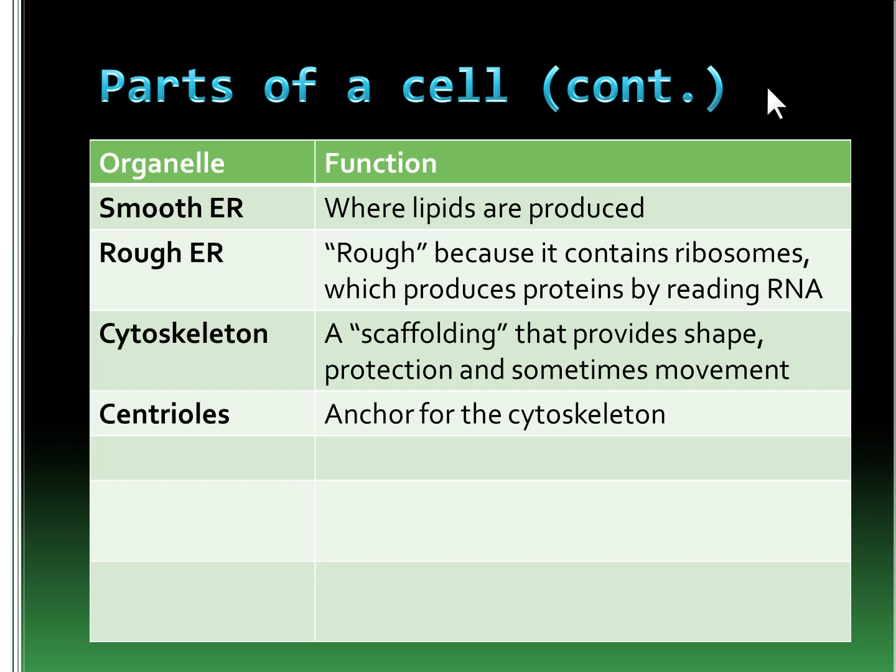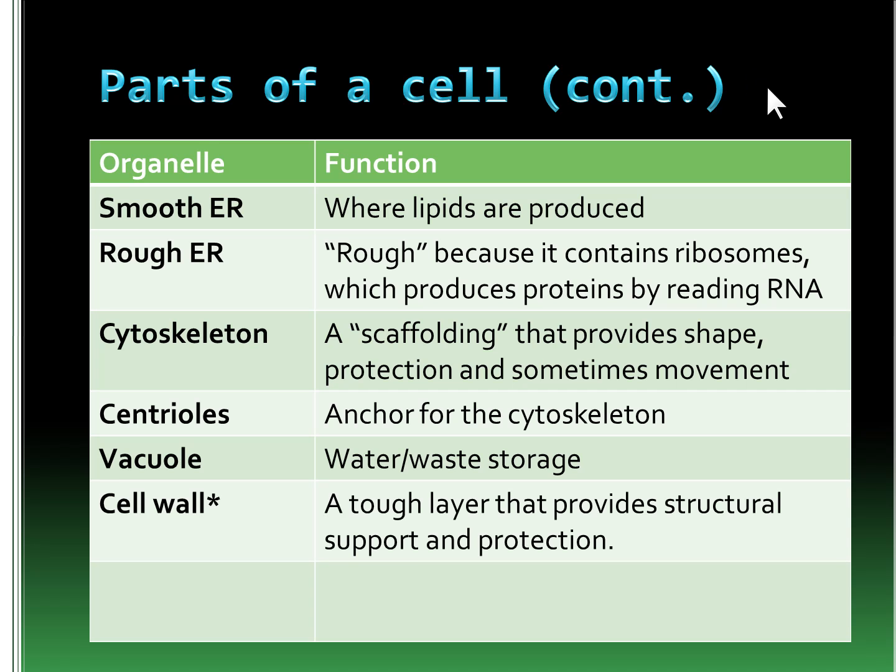The centriole also plays a pretty crucial role in cell division. Again, we'll look at that in a few weeks. Then you have vacuoles. Like I said before, they are little storage vesicles, and then you have the cell wall. The cell wall is that tough layer that only plant cells have that provides support and protection.